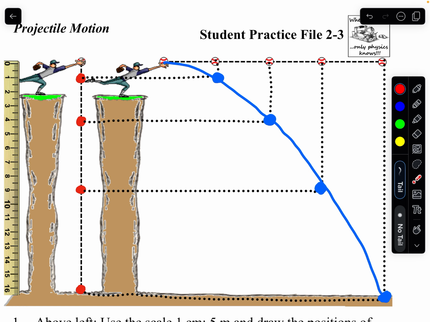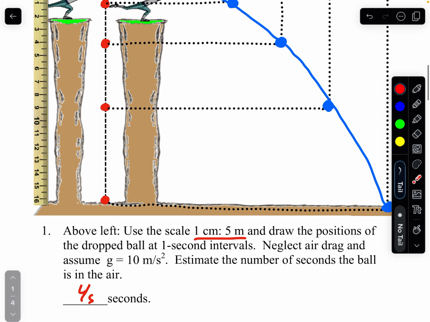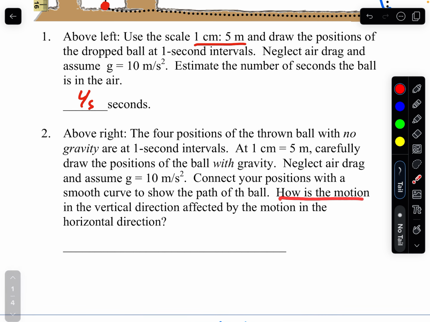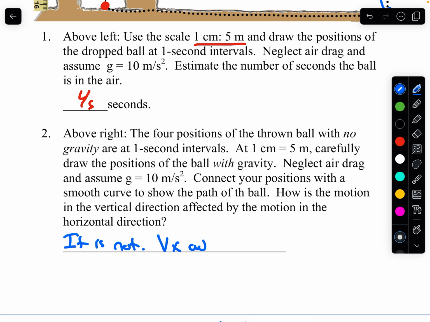So double check this file, make sure you have this in here. We'll go ahead and answer question 2. How is the motion in the vertical direction affected by the motion in the horizontal direction? It's not. All right, it is not. Okay, Vx and Vy, our horizontal and vertical velocities, are independent of one another.